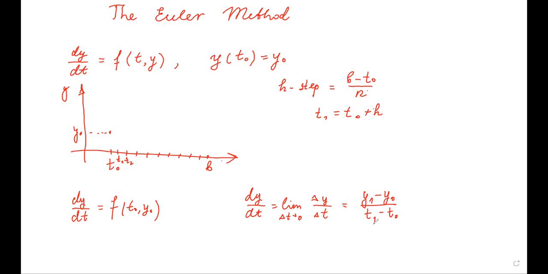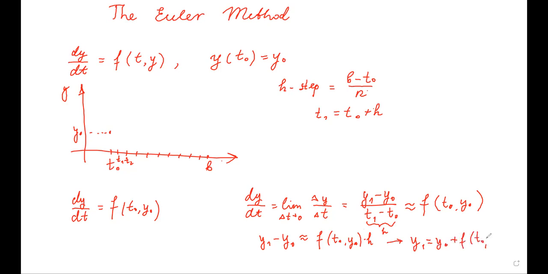But we can say that this derivative, that's an approximation for the derivative, is equal to the value of the function f at t0 and y0. Now, what is this? Well, because I already said that I'm dividing into equal intervals, t1 minus t0 is going to be my step. So I can write down that y1 minus y0 equals approximately f of t0, y0 multiplied by the step. Now I can solve it for y1. y1 equals y0 plus f of t0, y0 multiplied by the step.